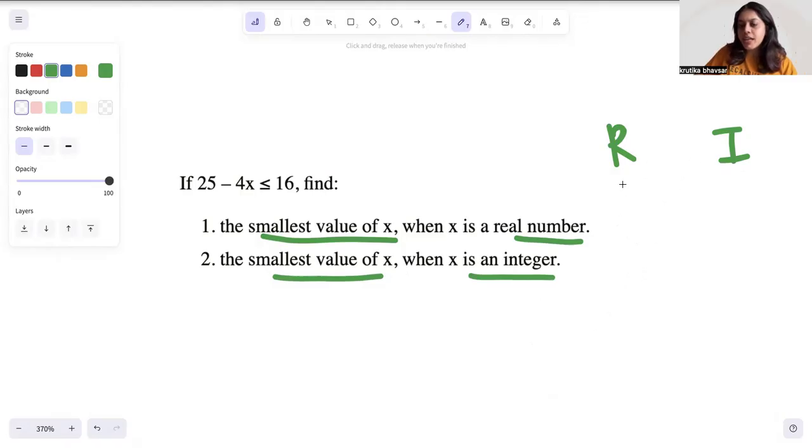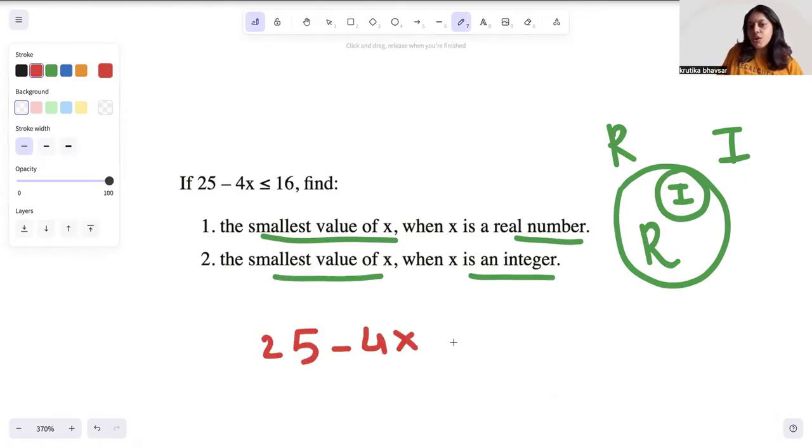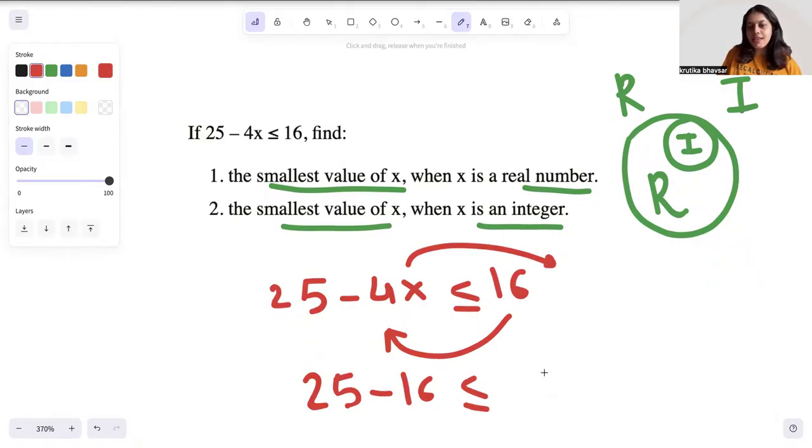Real numbers is a bigger set. It consists of integers. So this is integers, and this entire big bubble is the real numbers. Okay. Now let's try to understand it via a question so that you can be familiar with it as well. So step 1 always is to solve your inequality. Okay. Let's take 16 here and let's take this on the side. So 25 minus 16 is actually less than or equal to plus 4x.